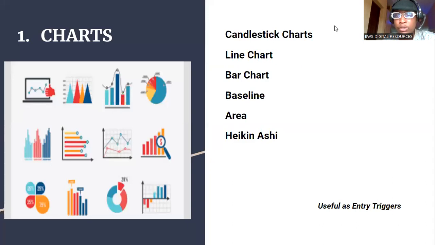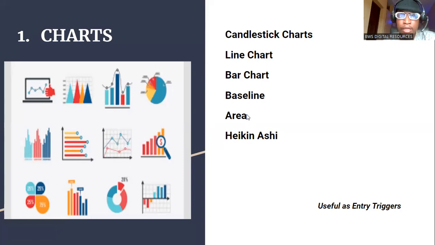And the first thing that makes up technical analysis is the charts. When it comes to the chart, you can see in this picture here, we have various types of charts. We have the candlestick charts, we have the line charts, we have the bar charts, we have the baseline, we have the area chart, and then we also have the Heikin-Ashi type of charts.